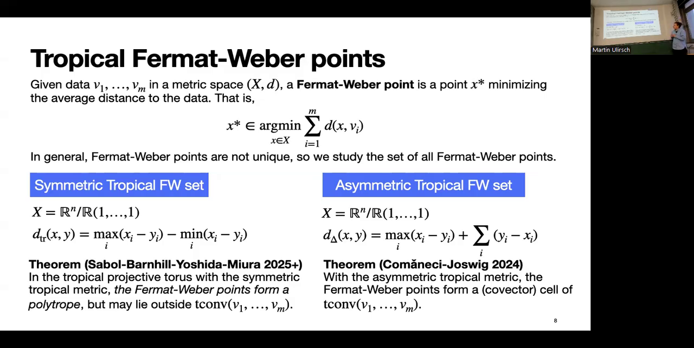And in the asymmetric case, you get something really different. This asymmetric distance was introduced by Comaneci and Joswig. If you look at this asymmetric metric, then the Fermat-Weber points are a cell of the tropical convex hull. So it's one of these regions of the tropical hyperplane arrangement, and it's one of the bounded ones, so it actually belongs to the tropical convex hull. And this allows us to get Fermat-Weber points that will actually compute a tree at the end of the day.